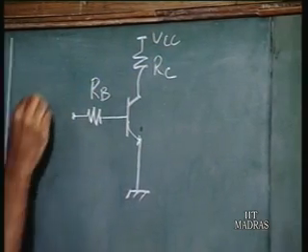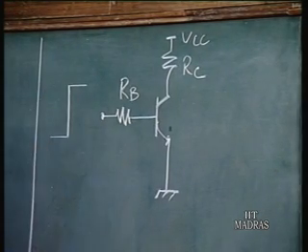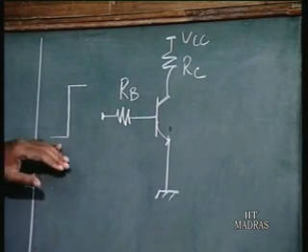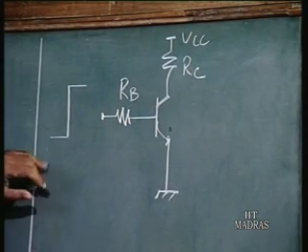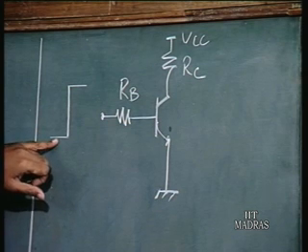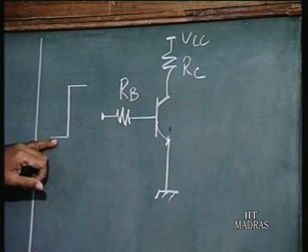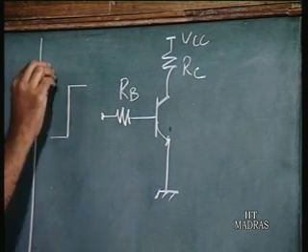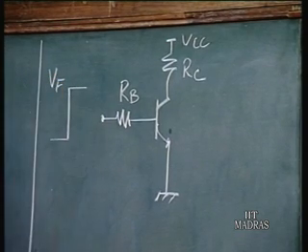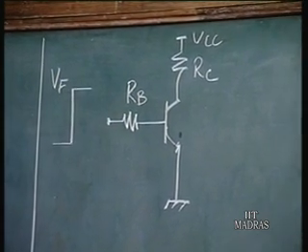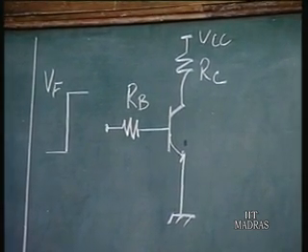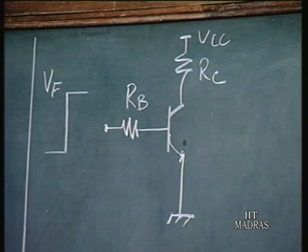Suppose the input goes from low to high. Suppose this was low, it went to high. This low means the transistor was in cutoff, there was no base current. Suddenly it has gone to this value where the input voltage is Vf. Then what happens? What is going to be the base current? There is going to be a base current, isn't it?